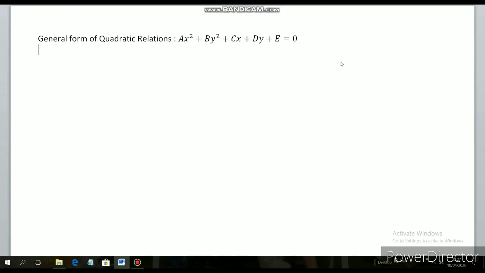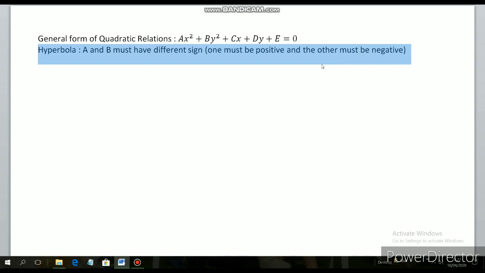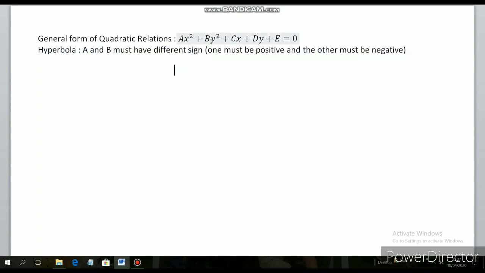So this is it. For a hyperbola, the A and the B must have different signs. It means if A is positive, then B must be negative, or vice versa. If B is positive, then A will be negative. About the values, it's okay if they are the same or different, but they have to have different signs. Okay, so that will form a hyperbola.